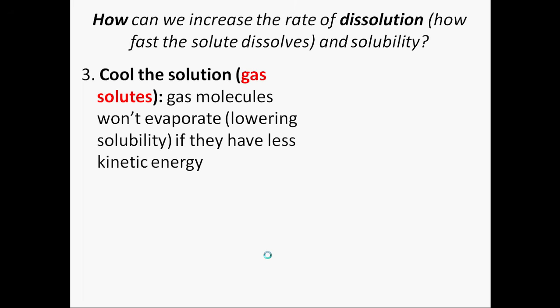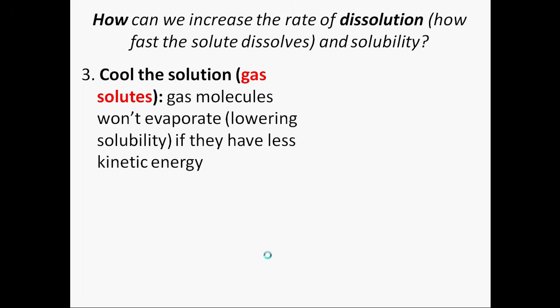And the reason for this is that if we have a lower temperature, we're not going to have our gas molecules evaporating and escaping out of solution as quickly. That means more of those gas solute molecules are trapped inside our solution. This is what we saw with our soda. When we heated up the soda, more of those carbon dioxide molecules evaporated and escaped out of the soda, leaving us with a flat beverage, whereas a cooler soda can hang on to those carbon dioxide molecules for longer.